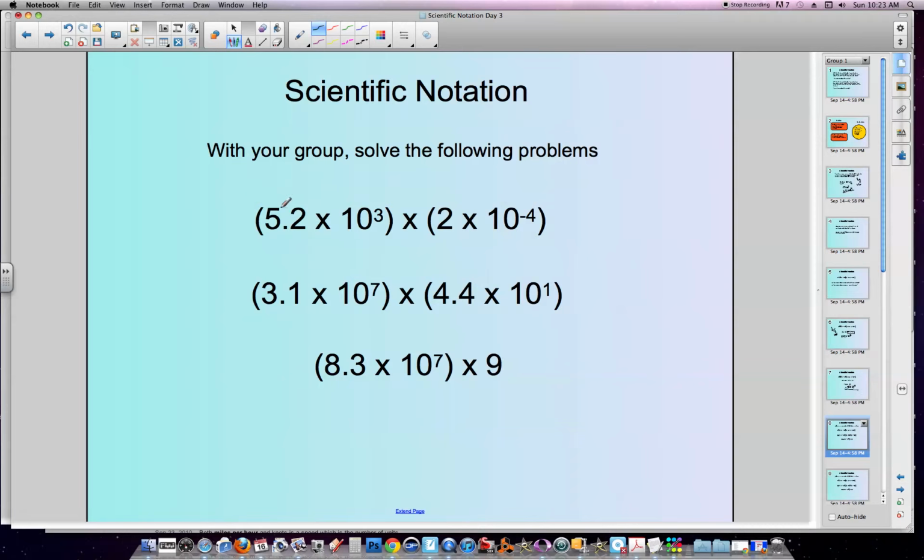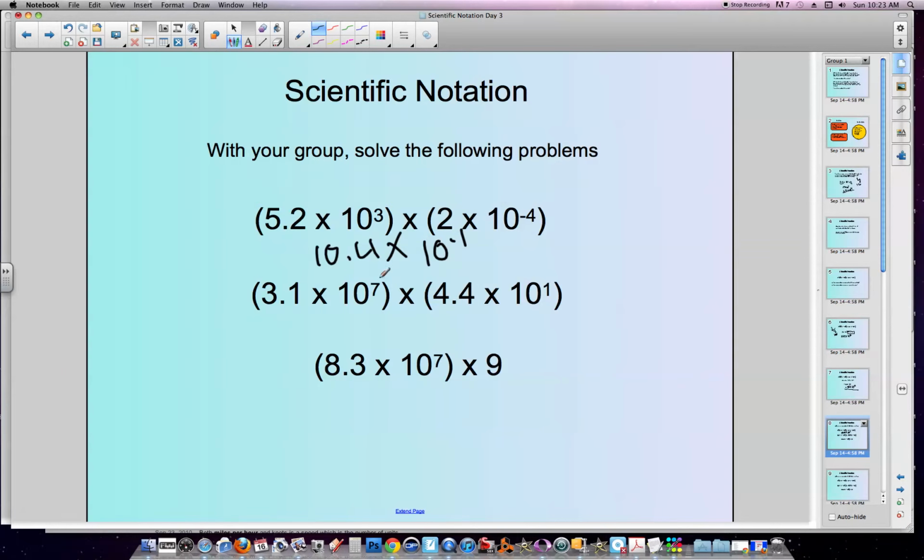So I give you a couple problems with your group to do. This is the same process, right? 5.2 times 2. We get rid of the parentheses, rearrange. 5.2 times 2, well, that's going to be 10.4. You can check that math if you want. Times, what's 3 plus negative 4? Well, that's going to be negative 1. So times 10 to the negative 1.